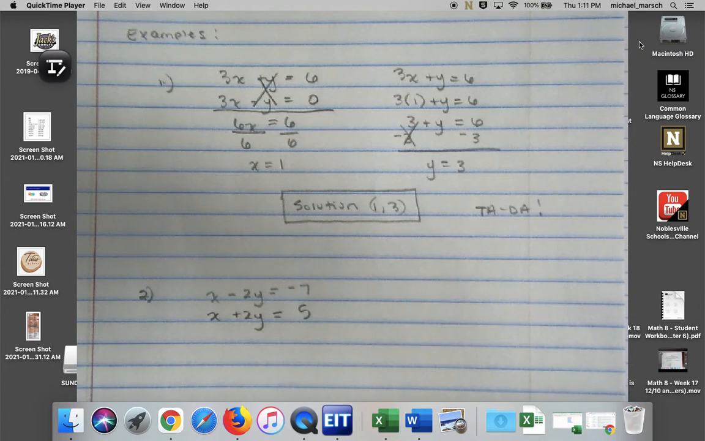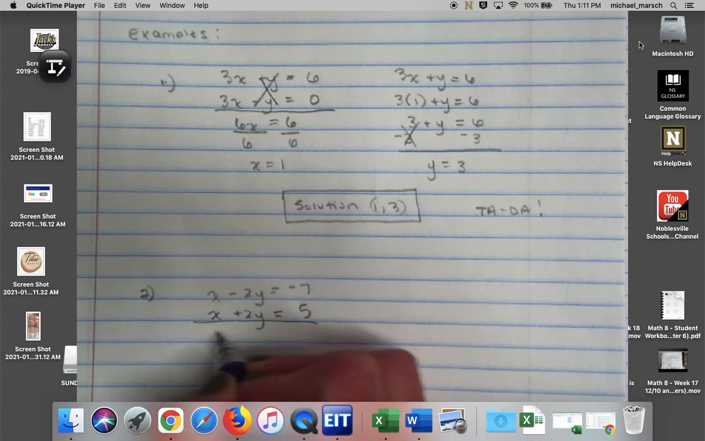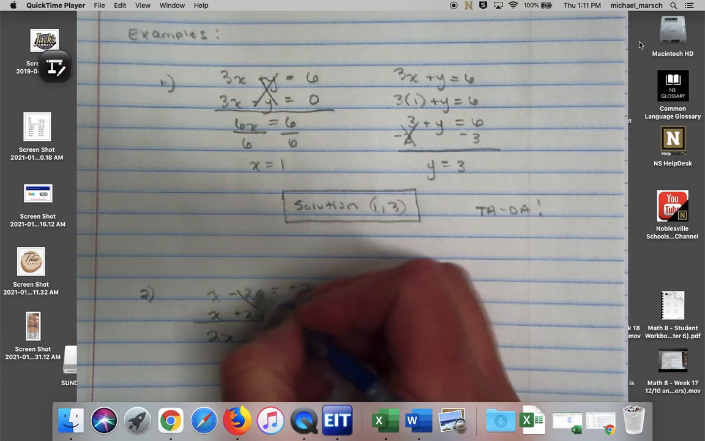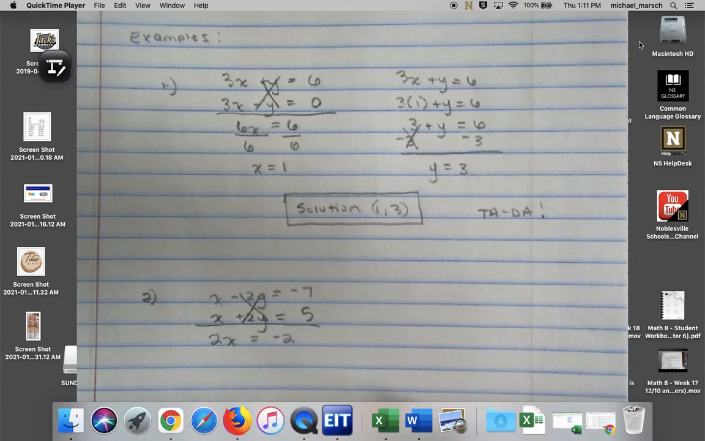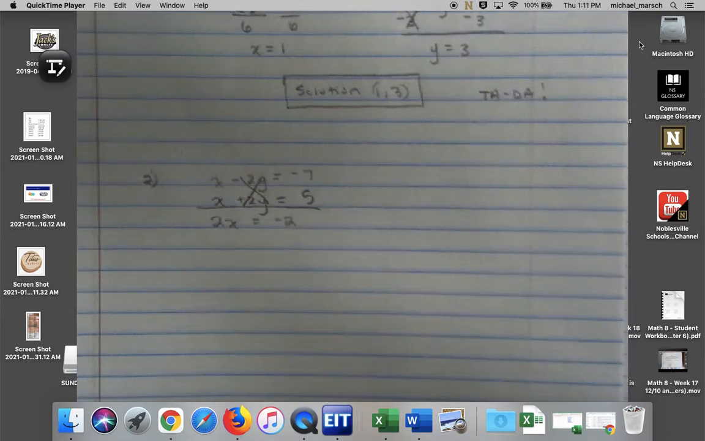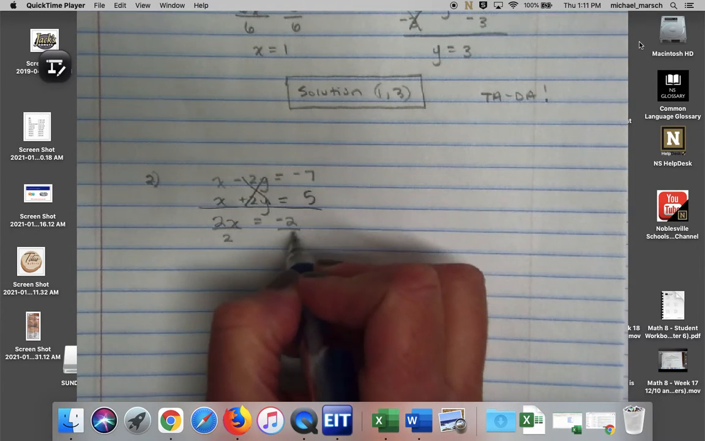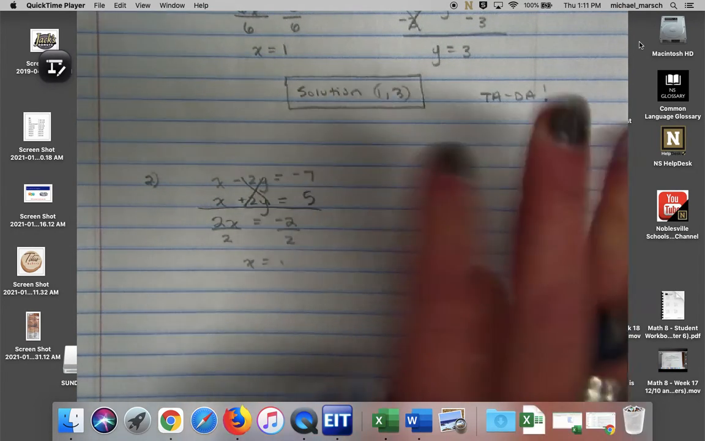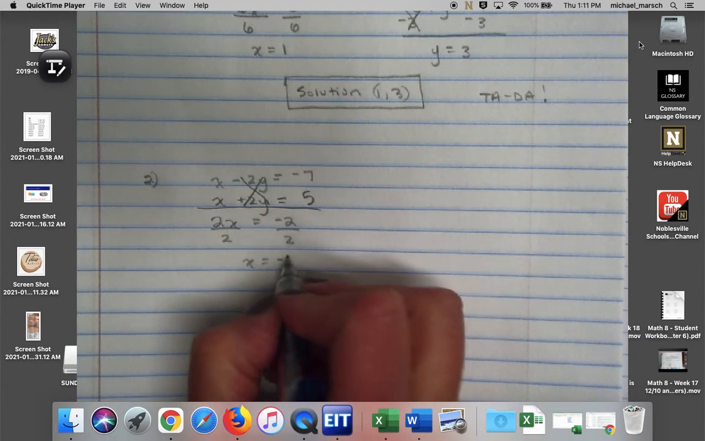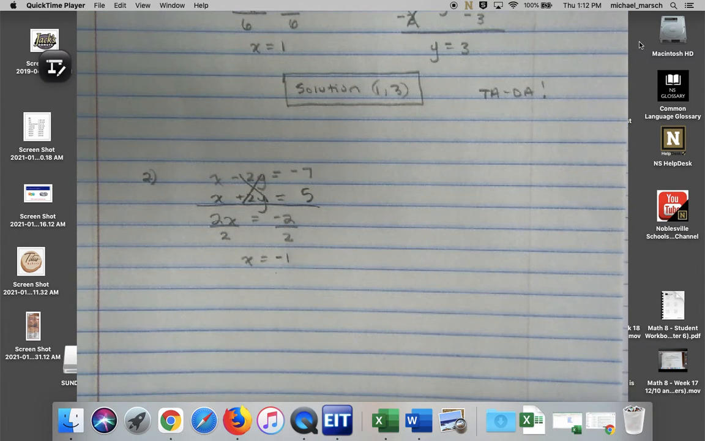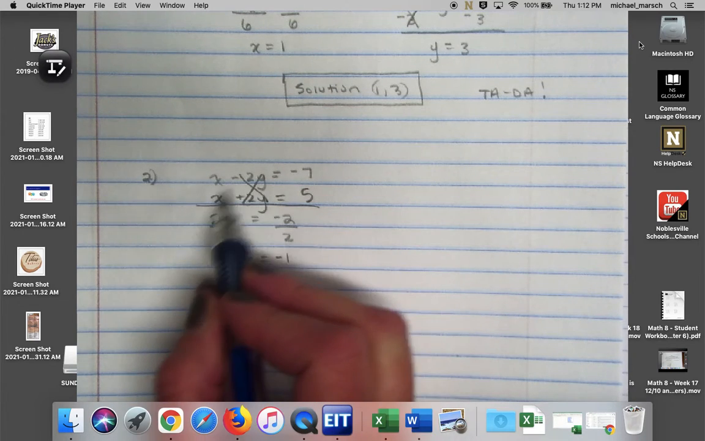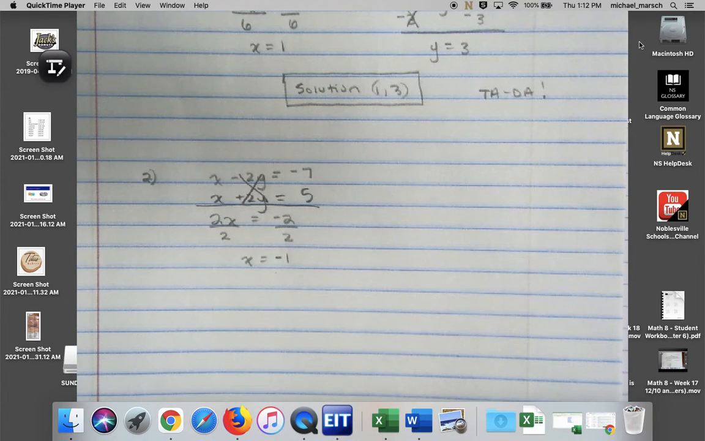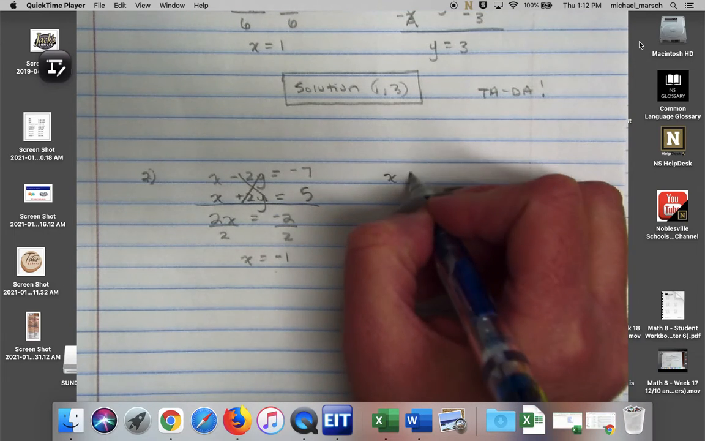So when I look at this, I'm going to combine the x's. How many x's do I have? I have 2x. My y's are actually gone, and I get negative 2. So I get x equals negative 1. And then I'm going to put that back into one of the equations. I'm just going to choose the second one because it has plus 2 instead of minus 2. That just seems easier to me.